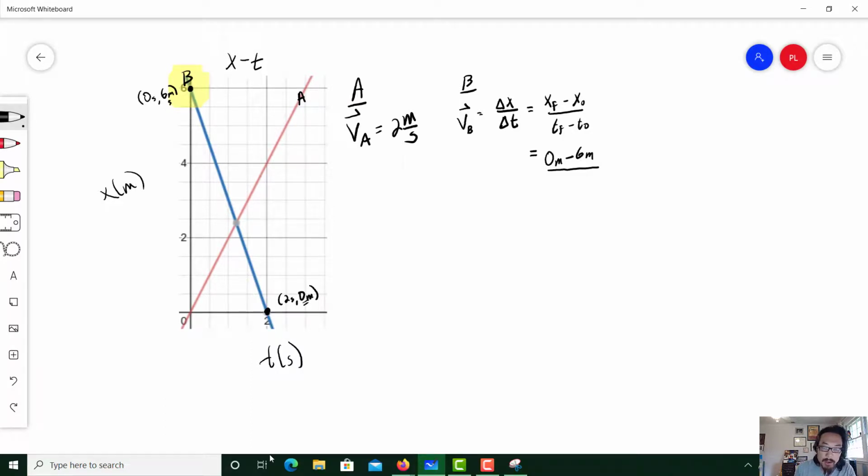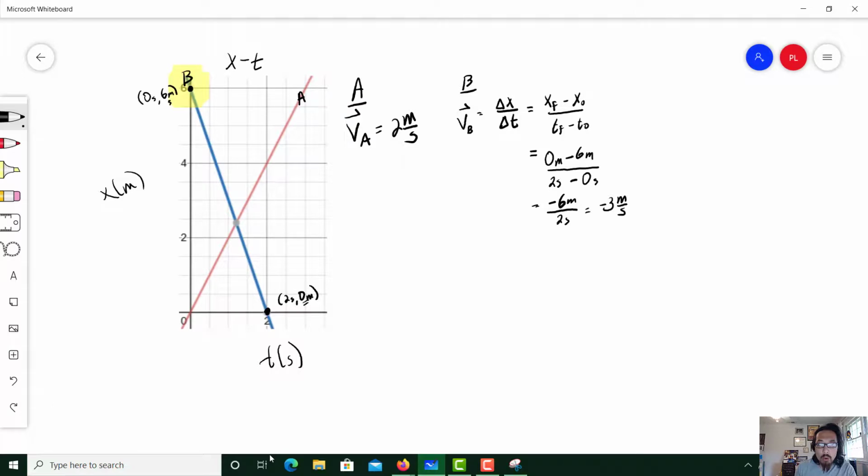The final time is 2 seconds minus the initial time, which was 0 seconds. All right. So if we do that math, we get negative 6 meters over 2 seconds, which gives us negative 3 meters per second. All right. So this tells us a lot of things.